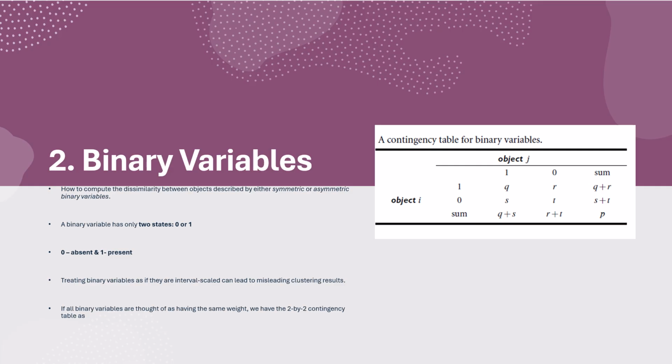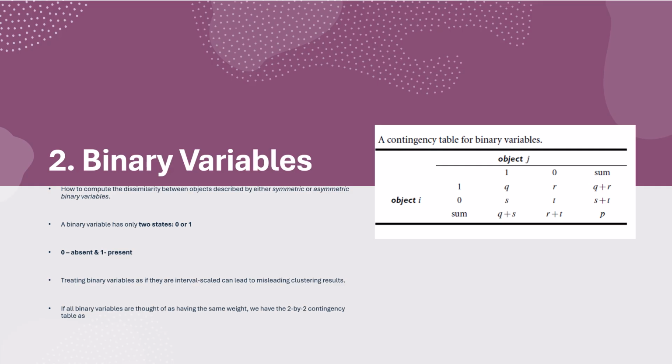as shown on the screen, where Q is the number of attributes that equal 1 for both objects i and j. R is the number of attributes that equal 1 for object i but equal 0 for object j. S is the number of attributes that equal 0 for object i but equal 1 for object j. And T is the number of attributes that equal 0 for both objects i and j. The total number of attributes is P, where P equals Q plus R plus S plus T.